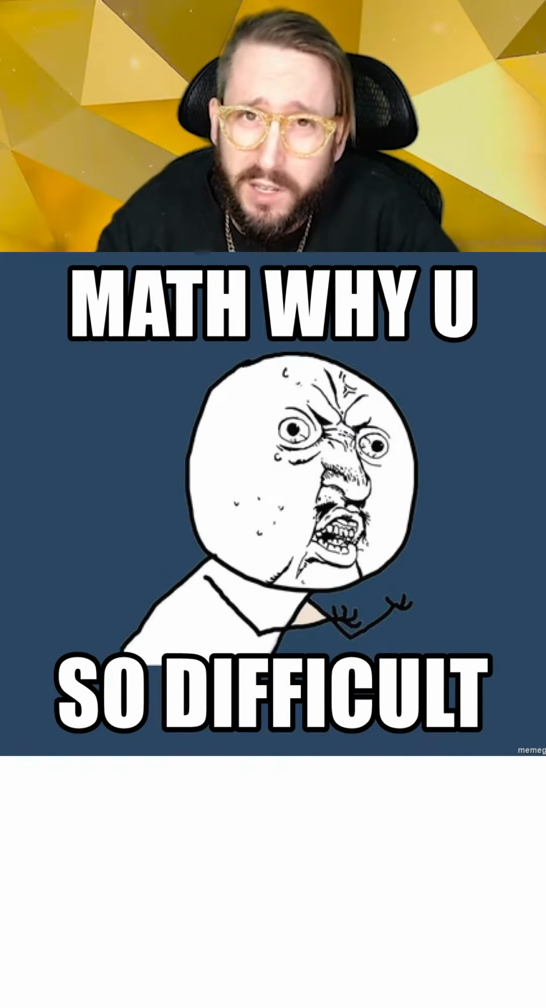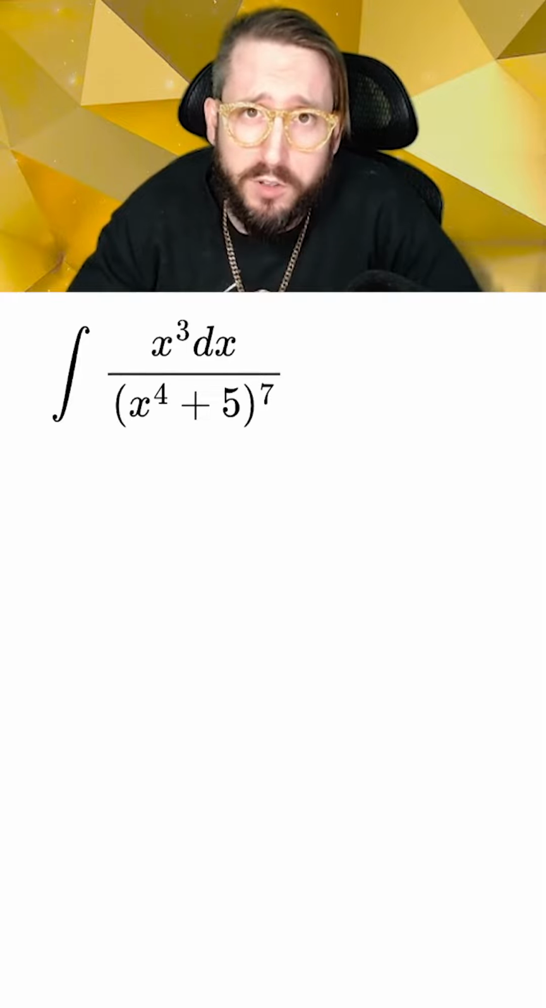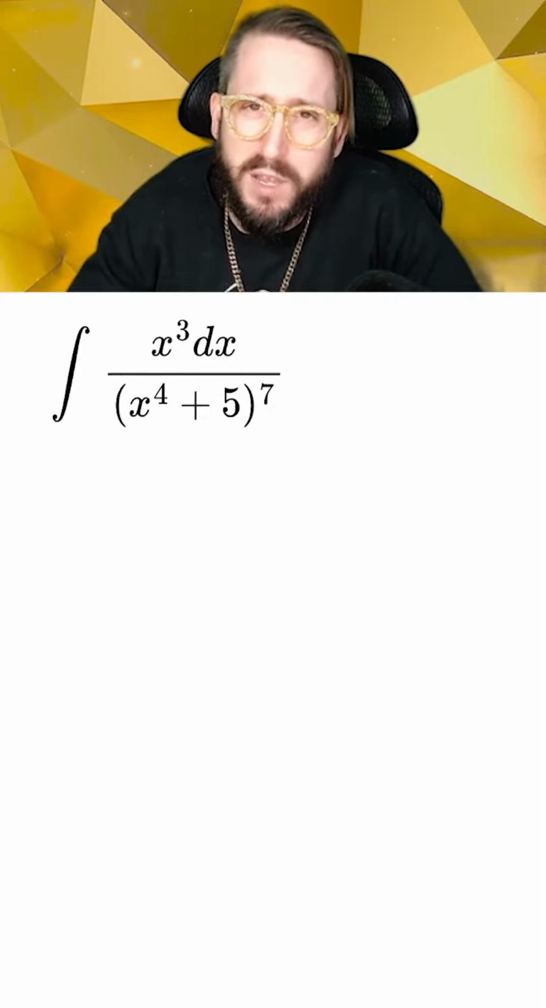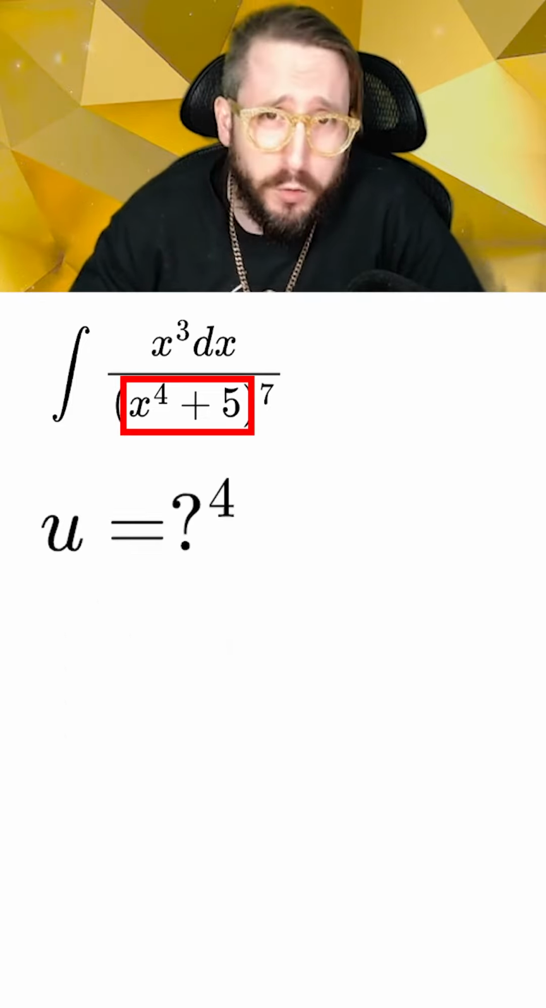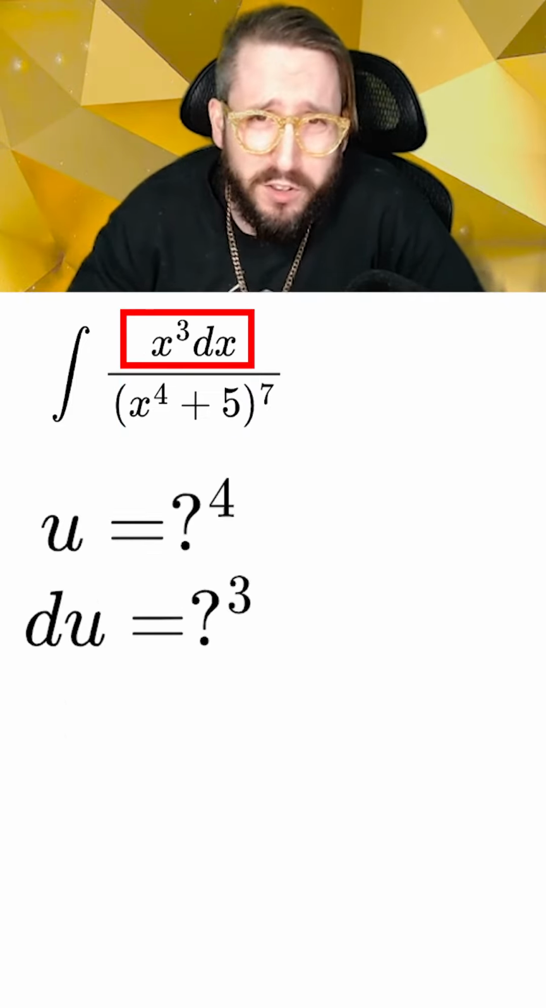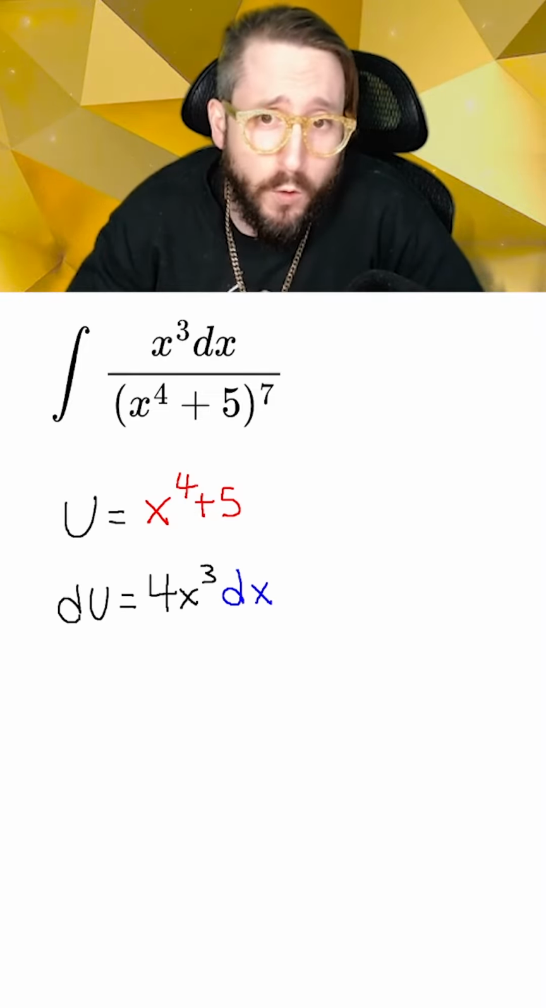So now let's try to do something a little bit more difficult. So here we have a huge clusterfuck of an integral. But again, we're going to use u substitution to make this into a simple one. In this case, it can be kind of tricky to determine which thing I should choose for u. A good trick is to pick your u such that the derivative of it, du, shows up somewhere else in the integral. In this case, I'm going to choose x to the 4th plus 5 to be u, which means that du is 4x to the 3rd dx.